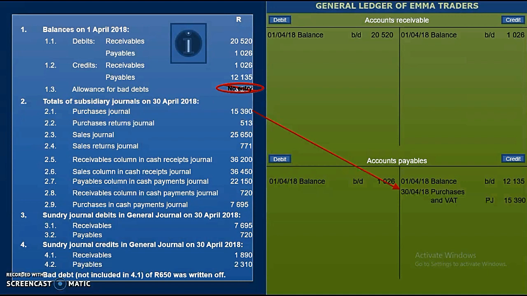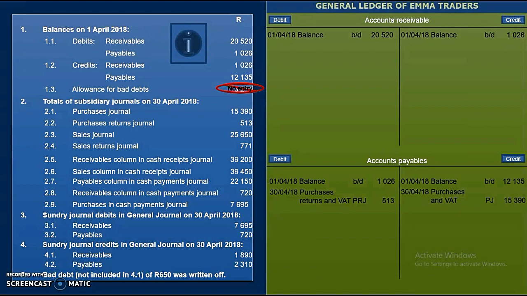Purchases returns decrease accounts payable. It should therefore go onto the debit side of accounts payable. This would be goods returned to the supplier, and therefore the debt to the supplier decreases. Again, if VAT is applicable, you have to write purchases returns and VAT.